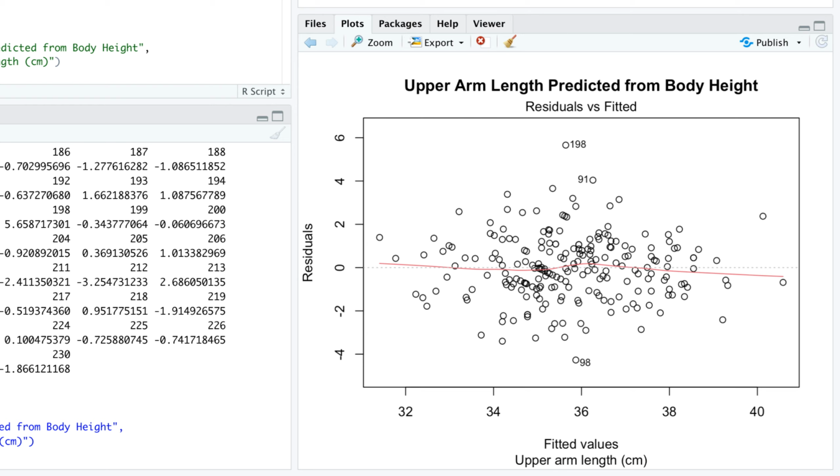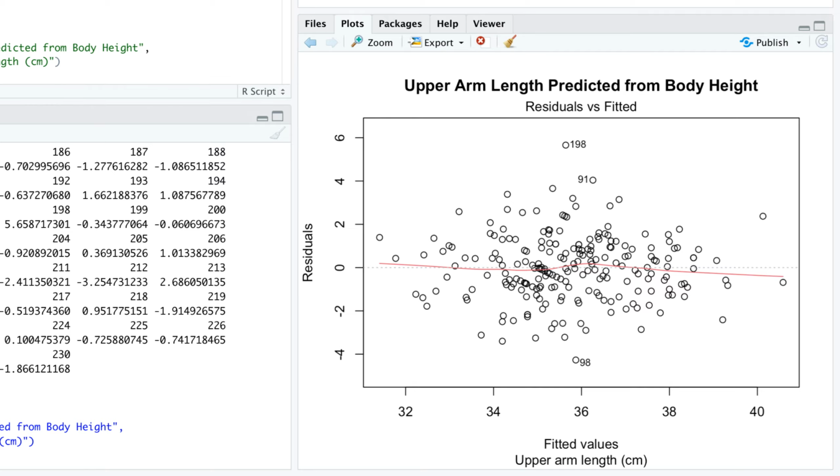Suppose that we encounter a group of 20 to 25-year-old women who aren't in our dataset. If we know their body heights, what would be our predictions for their upper arm lengths? In our next tutorial, we learn how to predict the y-coordinate for a given x-coordinate with the function predict.